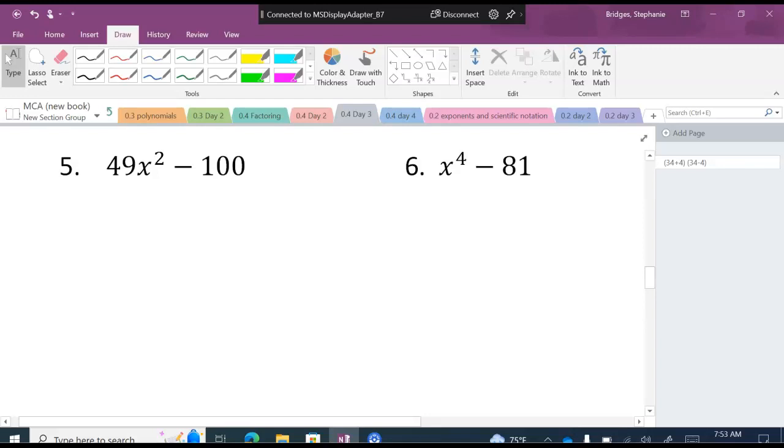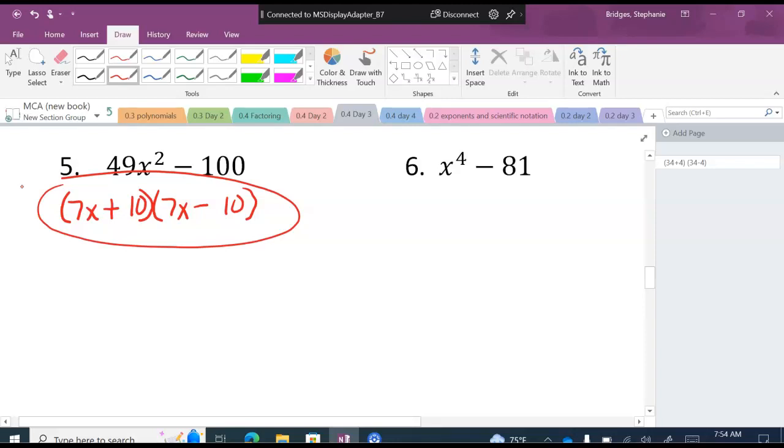Do 49x squared and 100 have anything in common? No. Okay. Are they both perfect squares? Yes. Are they being subtracted? Yes. So we can factor them using the difference of squares pattern. What is the square root of 49x squared? 7x. That goes in the front. And the square root of 100 is 10. And then we just do 1 plus, and we do 1 minus. 7 and 10 are not both perfect squares, so we cannot go any further. Is everybody okay with that one?